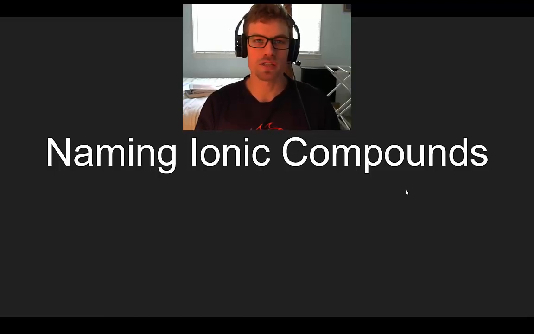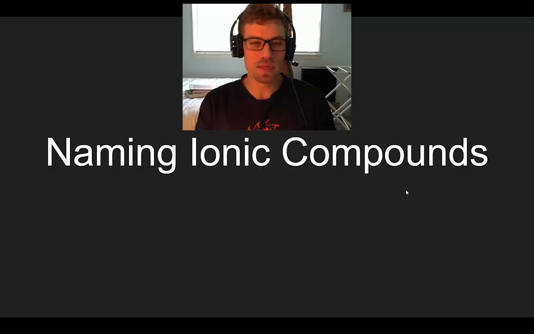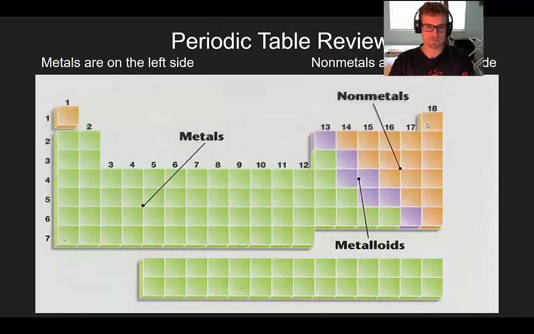We're going to start getting into the meat of this unit, and we're going to be talking about how do we go through and name ionic compounds, how do we go through and write formulas for ionic compounds, and then we're going to do the same thing for covalent or molecular compounds. How do we write the names? How do we write the formulas? So let's get into naming ionic compounds.